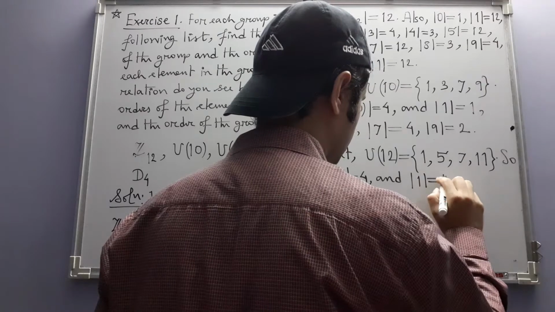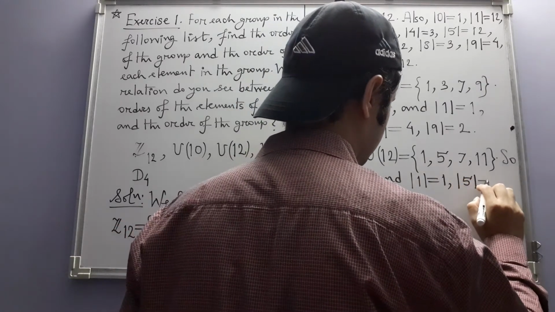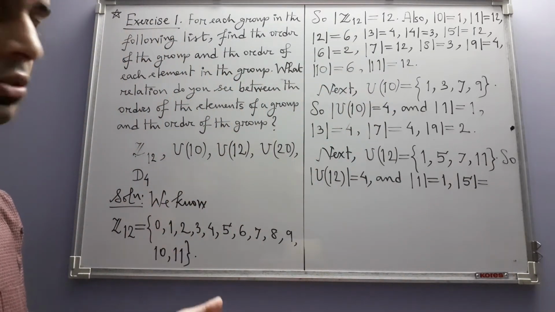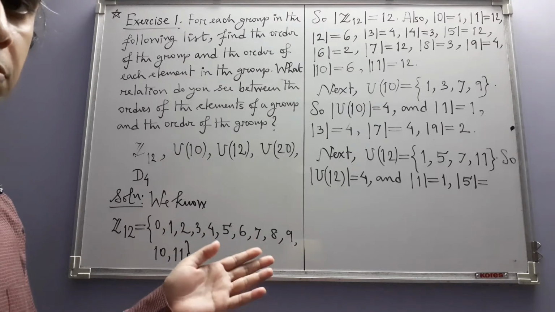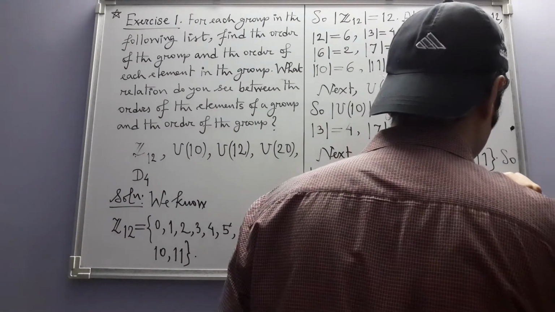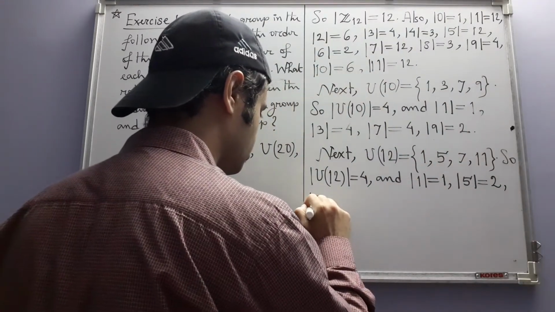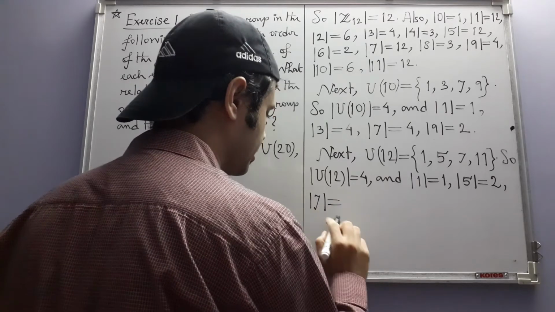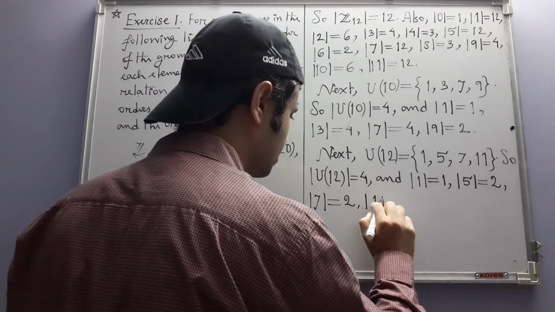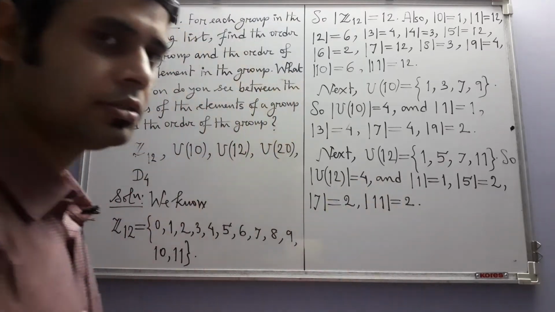This one is 1. What about 5? 5 squared is 25. 25 minus 1 is 24, which is divisible by 12. So the order of 5 is 2. Like that, one can see that the orders of 7 and 11 are also equal to 2. Each one of them is 2.